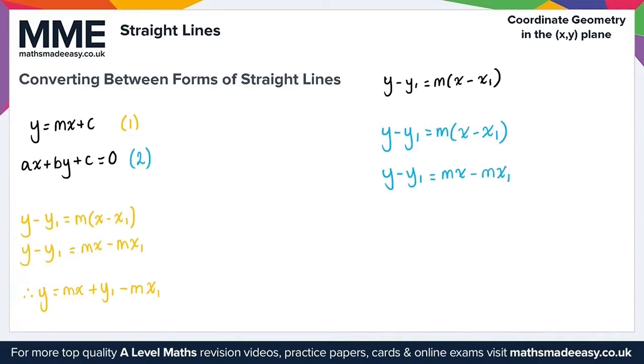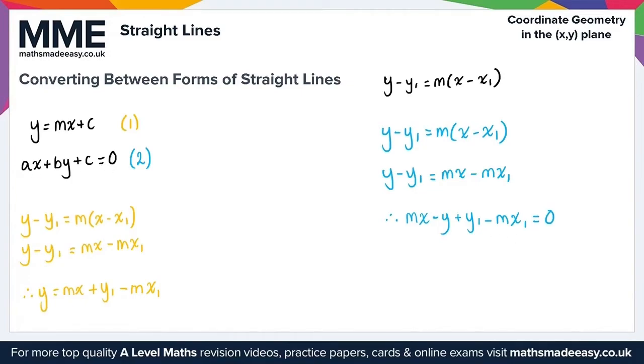mx1 there. Okay. Now, in this case, remember what we want here is ax plus by plus c equals 0. So all I'm going to do here is take everything onto the right hand side. So we're going to minus y, and we're going to add y1 to both sides. This will set the left hand side equal to 0. So therefore, what we get here is mx minus y plus y1 minus mx1, and this is equal to 0. Okay, and that's the result we require for equation 2.